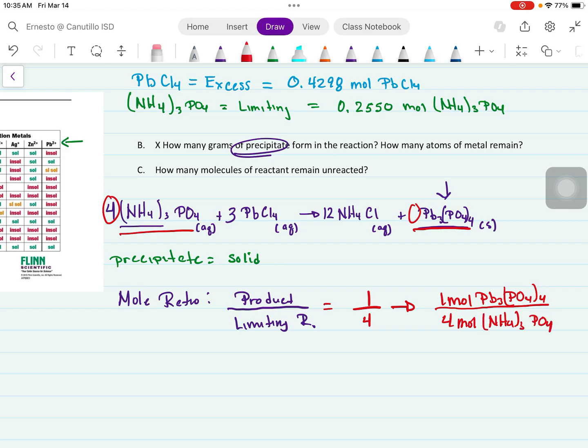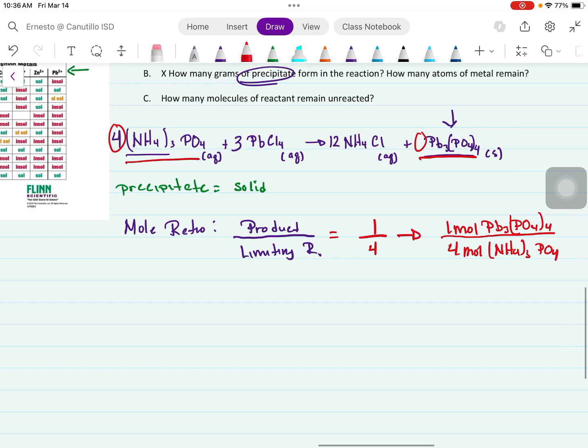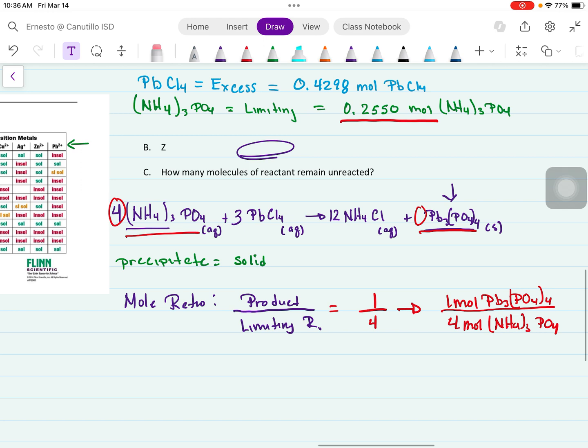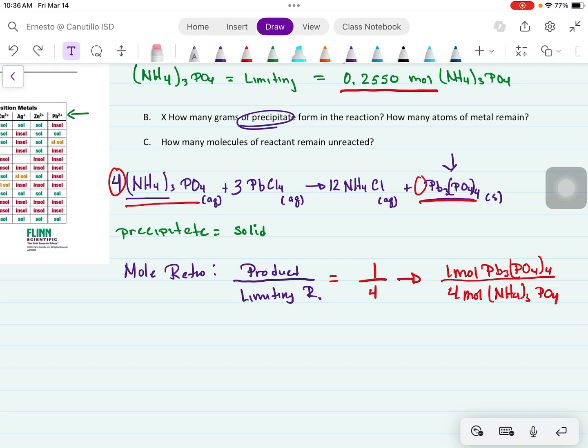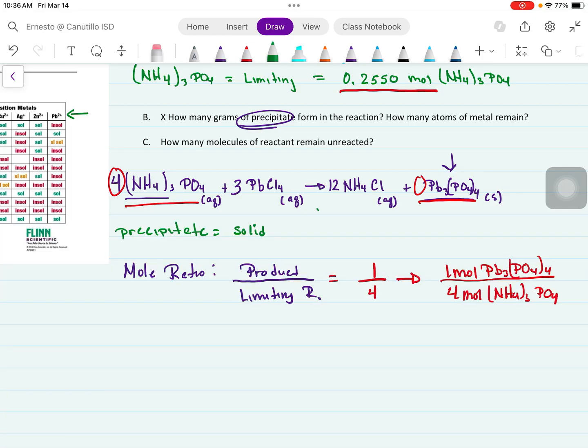Okay, once we have that mole ratio set up, then we can calculate. This is actually a lot shorter process than the last one. So if I'm going to use my mole ratio from my limiting reactant to my product, then I'm going to use the amount of limiting reactant, and that's going to be my starting value. I don't know why my pencil keeps doing that, but okay. So I'm going to start off with that amount: 0.2550 moles of ammonium phosphate.